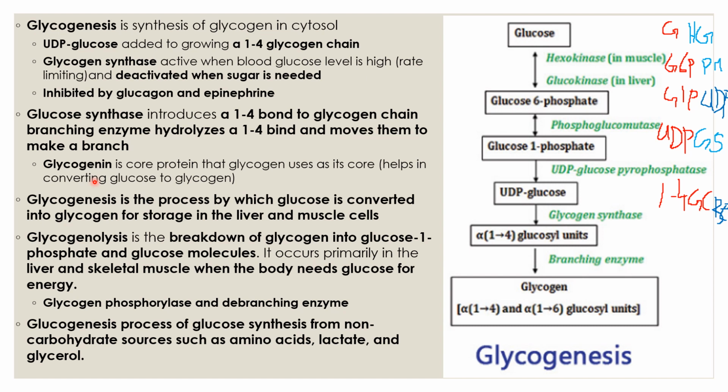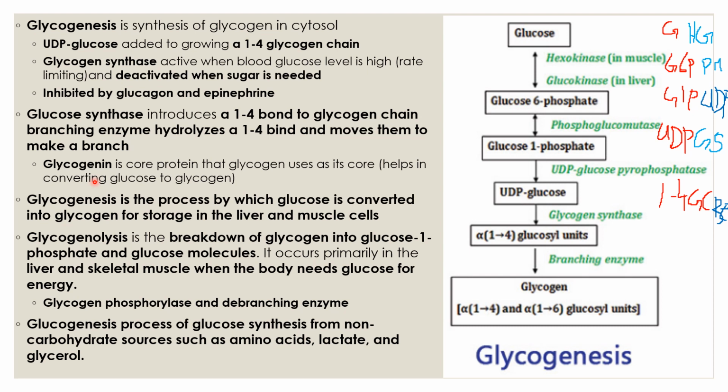where the body uses the resources it has, and then when it runs out, it converts glycogen into glucose. All right, using glycogen phosphorylase and debranching enzymes. Branching enzymes are used to make glycogen, but debranching enzymes are used to break down glycogen. Alright, it occurs primarily in the liver and the skeletal muscle when the body needs glucose for energy.